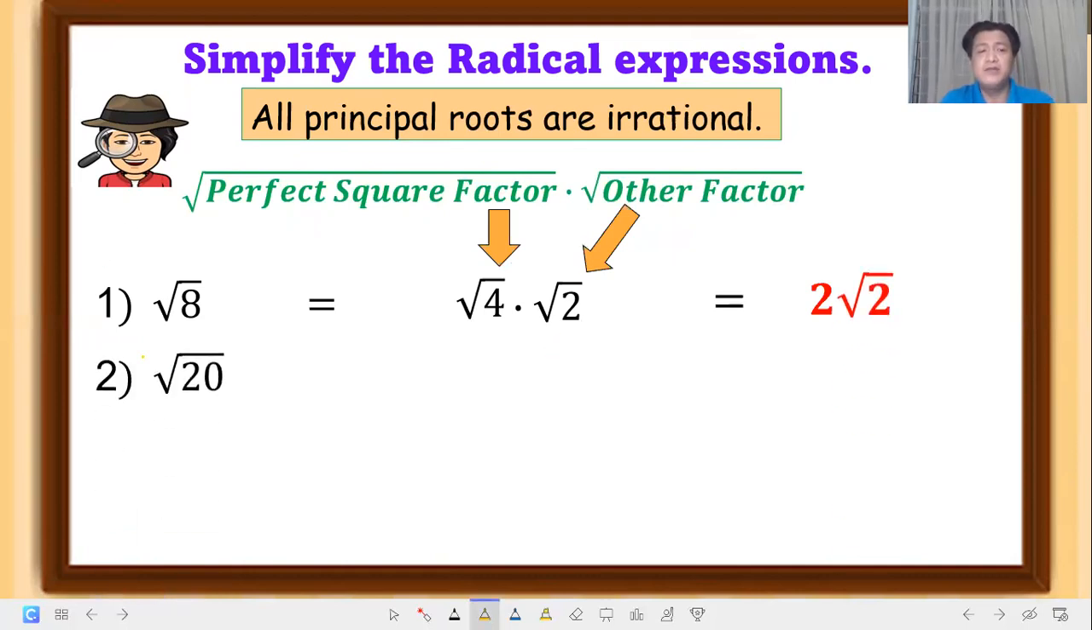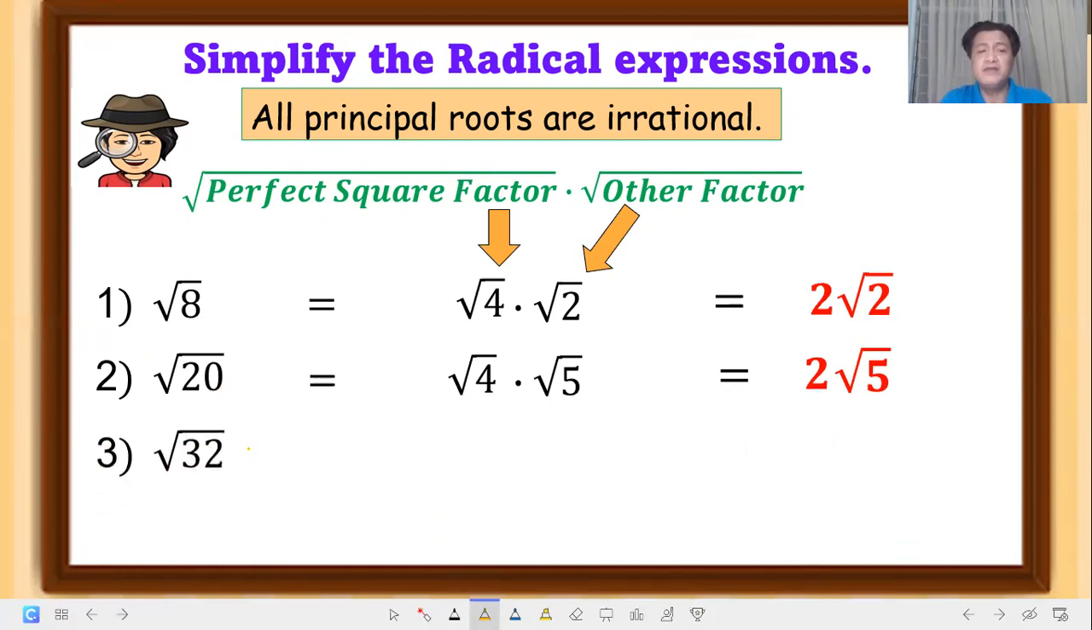Okay, next we have number 2, square root of 20. You have to think two numbers that when you multiply, babalik po siya sa 20. Pero yung isa doon dapat ay perfect. So we have these factors, square root of 4 times square root of 5. So meaning to say, the square root of 4, ang kanyang square root ay 2. Since walang square root si 5, ikakopy mo lang siya. So meaning to say, this is now the answer.